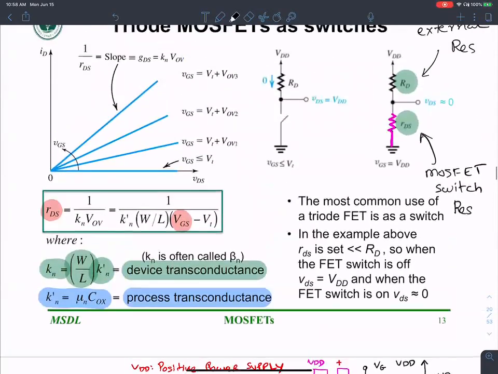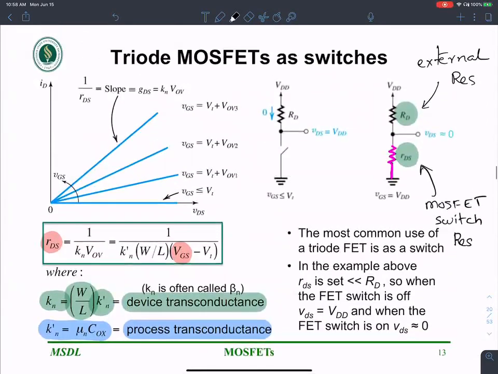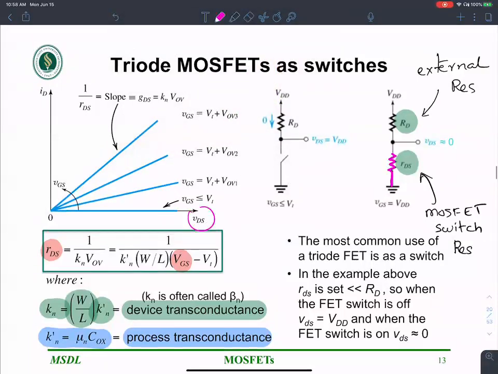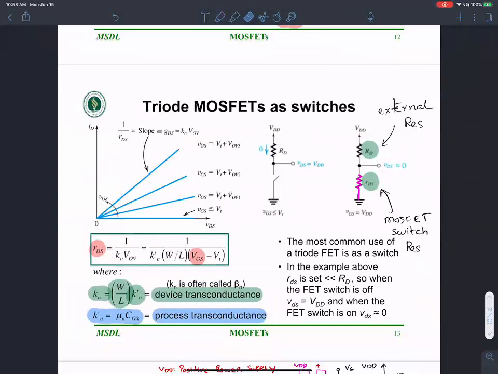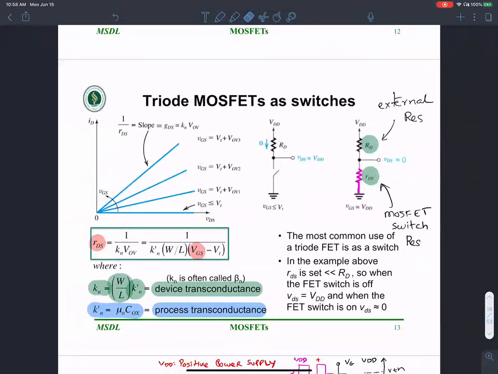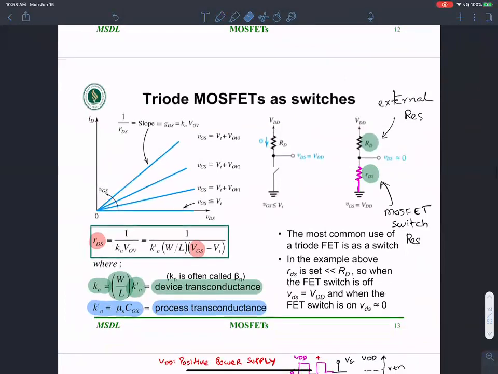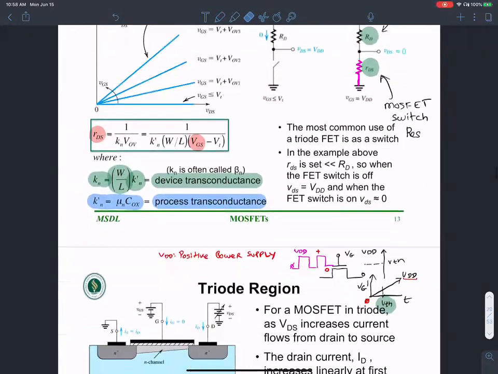Now, so we are talking about VDS versus ID, okay? When the VDS is small, the MOSFET is in linear region, okay? When the VDS is small, the MOSFET is in linear region. Questions, please, other questions so far? Okay. Let's see what else we can do.